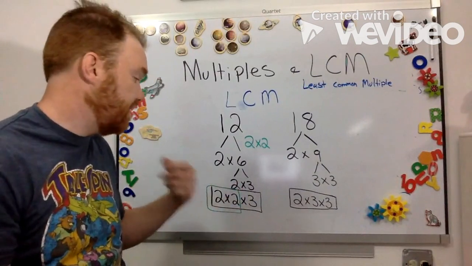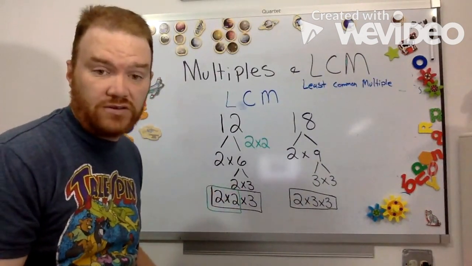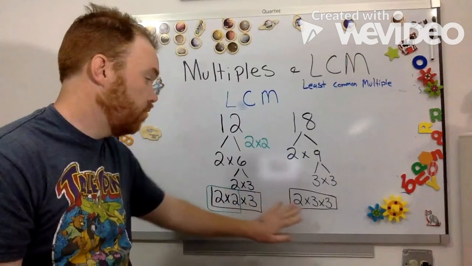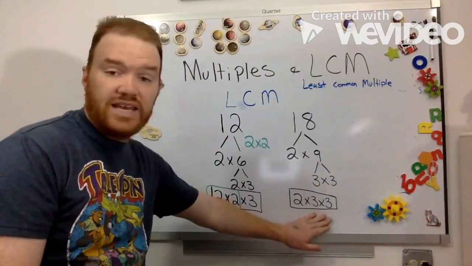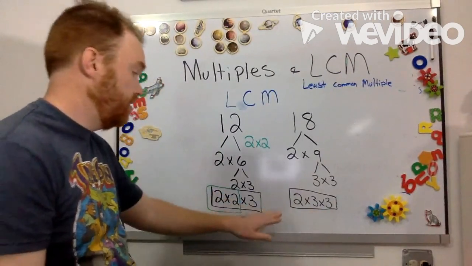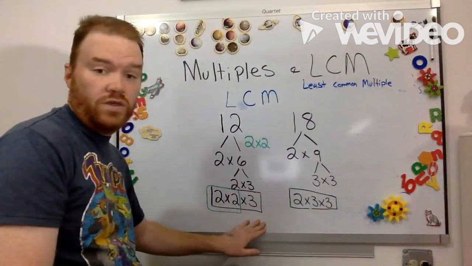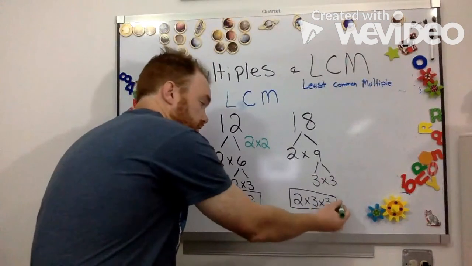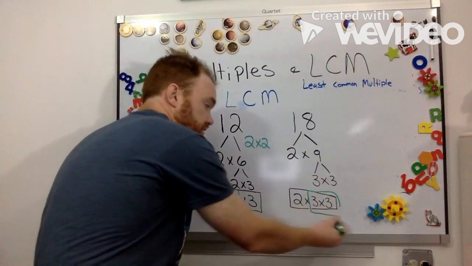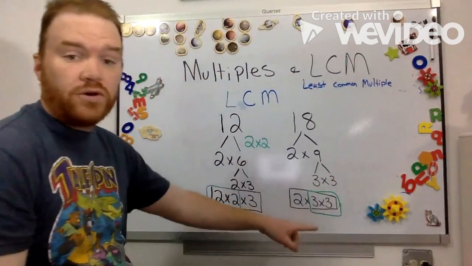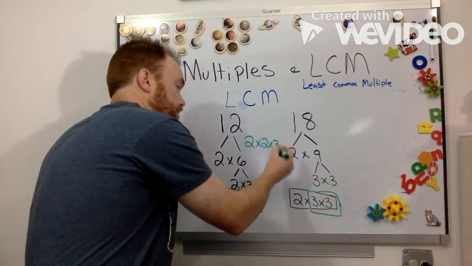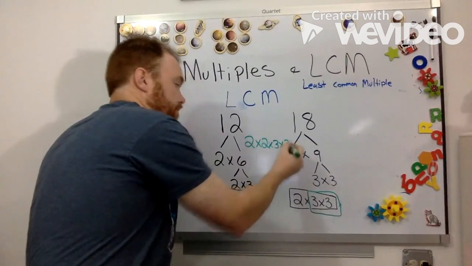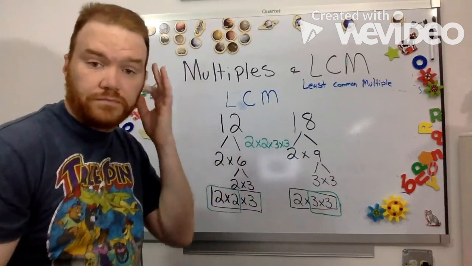Now I say, okay, 3 is another prime factor that they both have in common. Which one has more 3's? 18 has more 3's. This has 2 3's, and this only has 1 3. So I'm going to go ahead and draw a box around these 3's, and I'm going to throw those 2 3's up here. Okay?